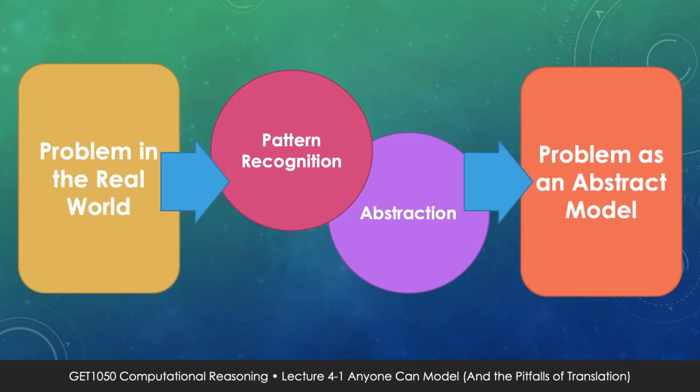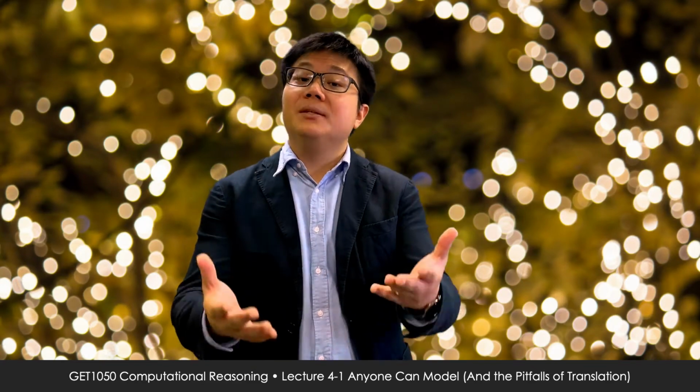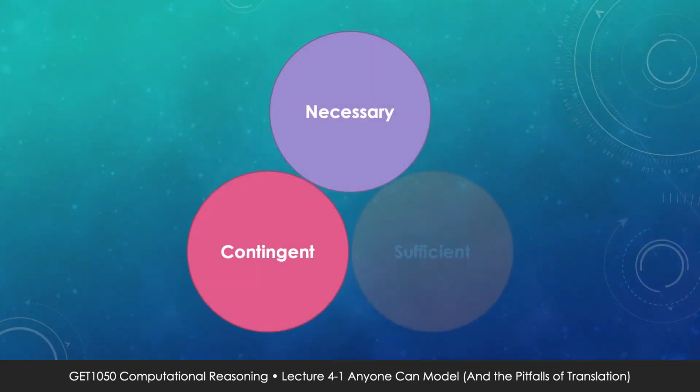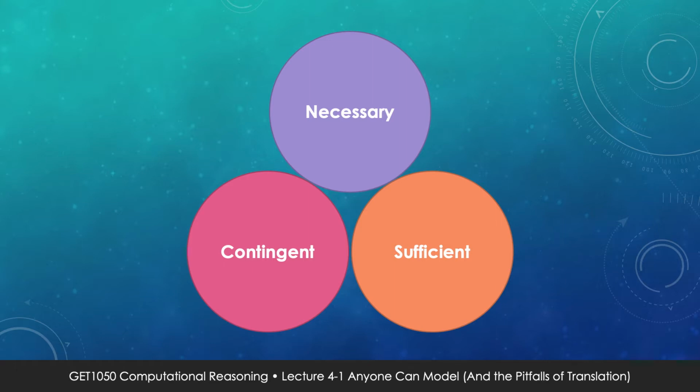abstract model. Now, I don't just want to teach you how to reason using computational thinking processes. I also want to teach you how to reason better, whether computationally or not. So, let me introduce you to 3 very useful and powerful conceptual tools to help you gain conceptual clarity when you're carrying out the process of abstraction. The 3 tools, they are necessary, contingent, and sufficient. So when we ask whether something is necessary, contingent, or sufficient, we are forced to take a step back and reflect on what we are trying to define.